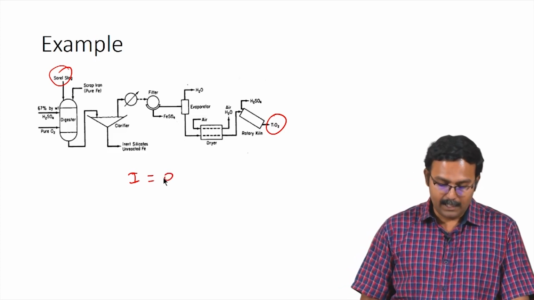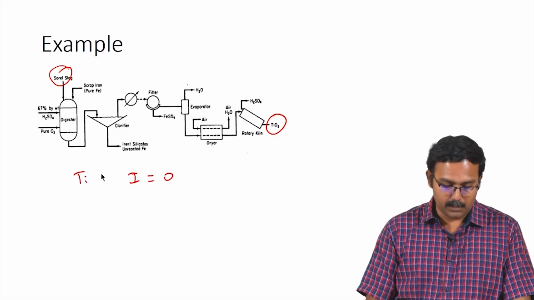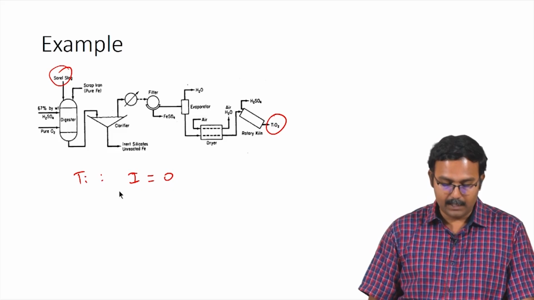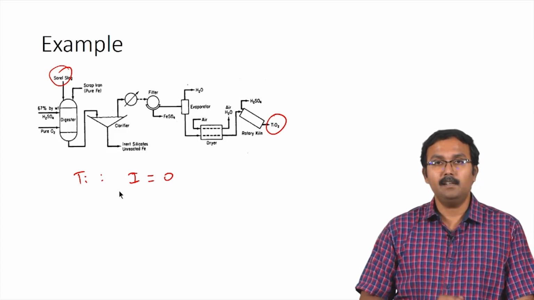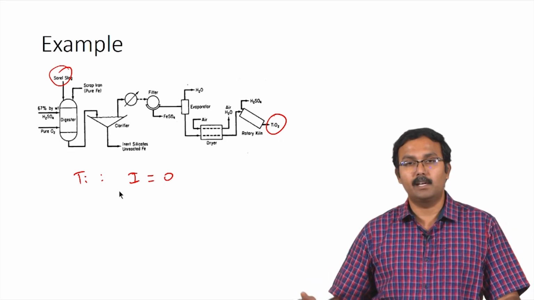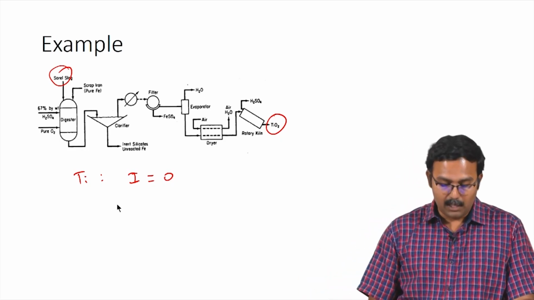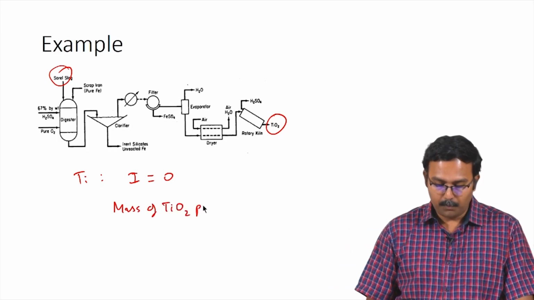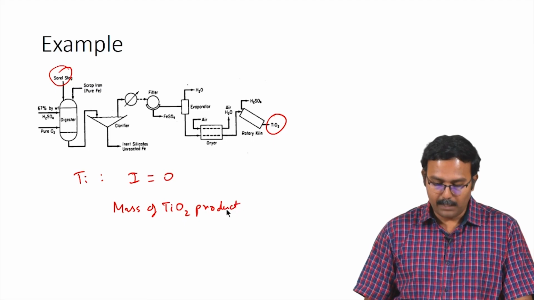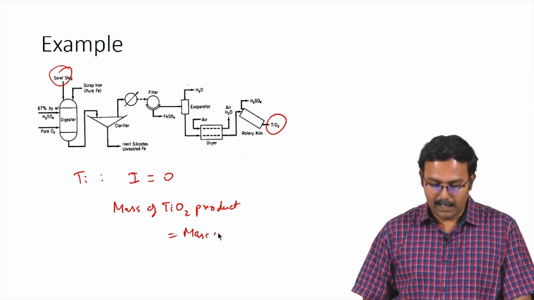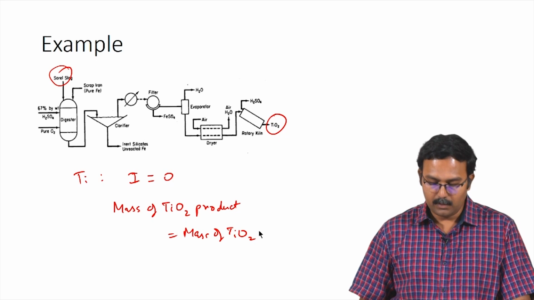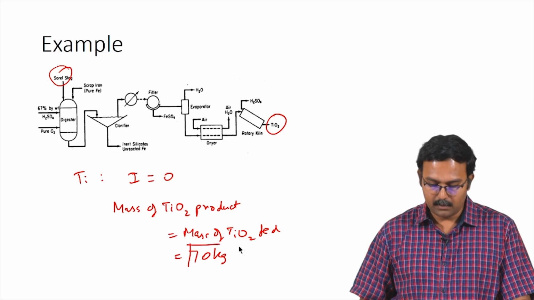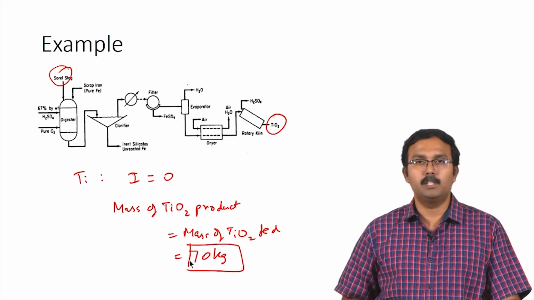So, taking that into account, for Ti, which is the elemental balance for titanium: we know that whatever titanium is entering would be leaving in the form of TiO2 again. So, the amount of TiO2 leaving the system, the mass of TiO2 product, would be equal to the mass of TiO2 fed, which is 70 kilograms. So, with this we have solved this problem.